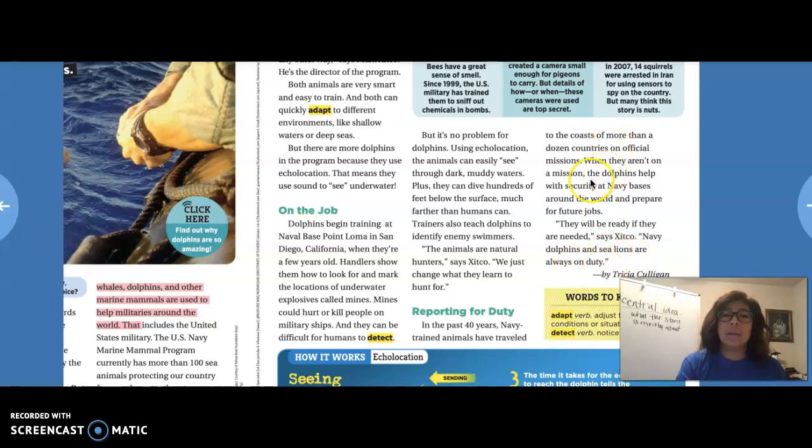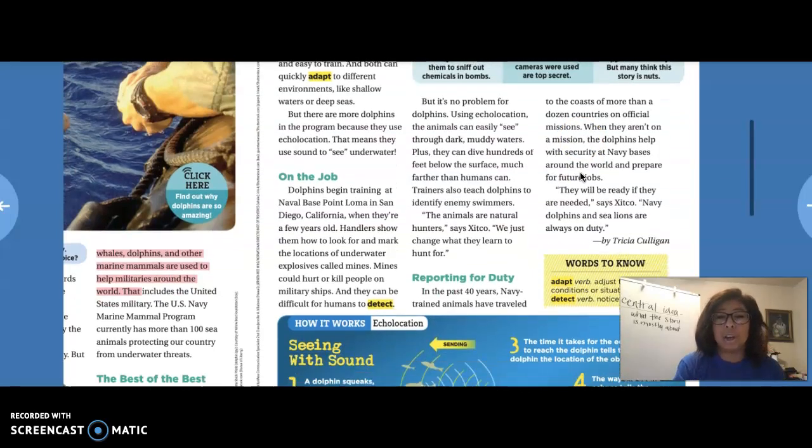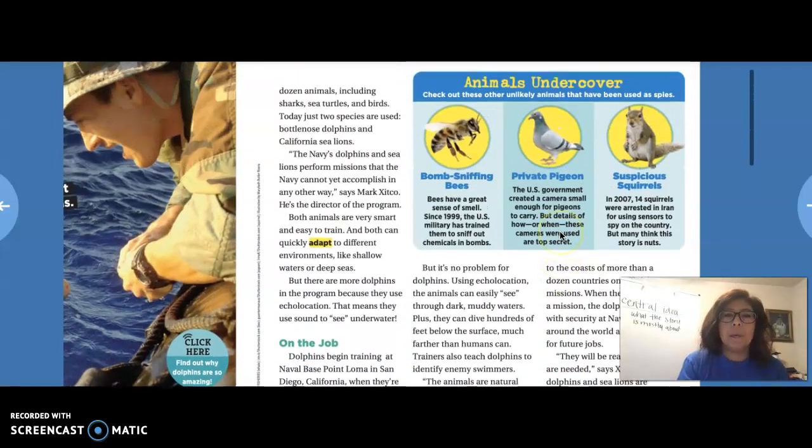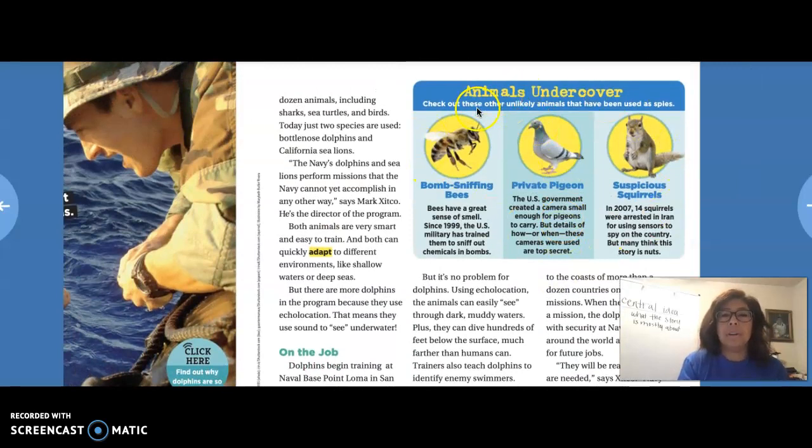Okay, so they're talking about the different jobs that they do, that even when they're not on a mission, they're ready. They're ready to do their jobs. So down here we have how it works, and there's 4 steps, and they talk about how the dolphins use echolocation, which helps them with their job performance. Over here we have animals undercover, and they're talking about how they're using bees to smell bombs, private pigeons, and then over here suspicious squirrels.